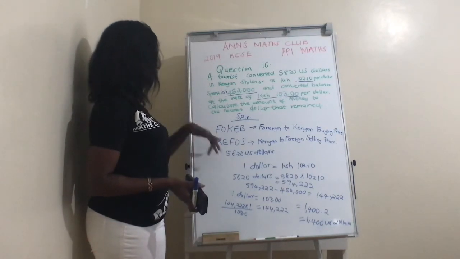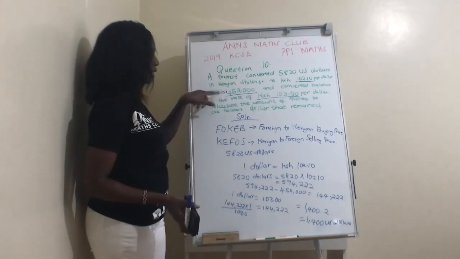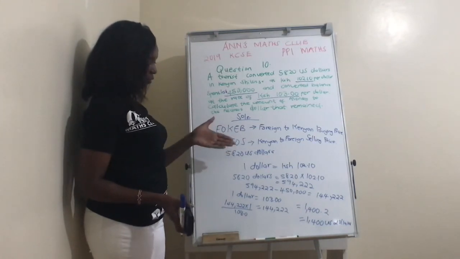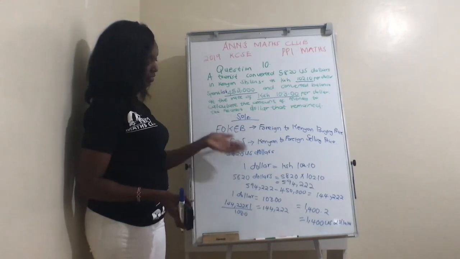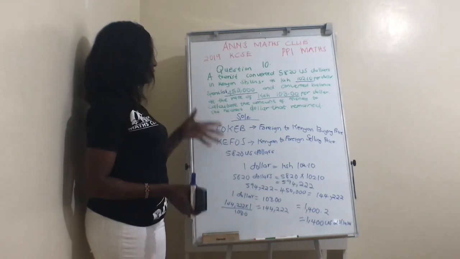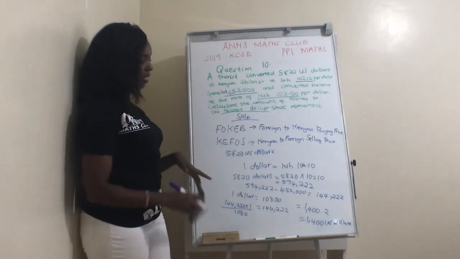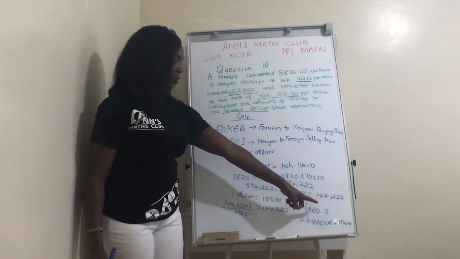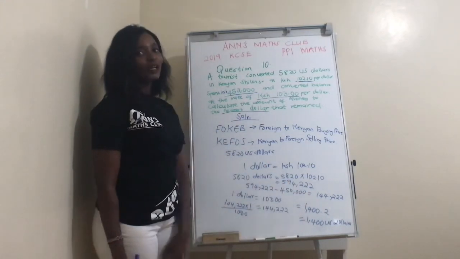You just convert the dollars into Kenyan shillings, then you subtract the amount that is spent while in Kenya, and after that you get what remained, and after you get the remainder, you now convert it back to the US dollars. And remember, here you've been asked to the nearest dollar, so to the nearest whole number. Don't leave your answer with a decimal point. So you're left with 1,400 US dollars.